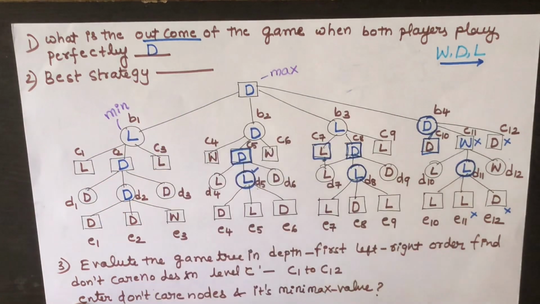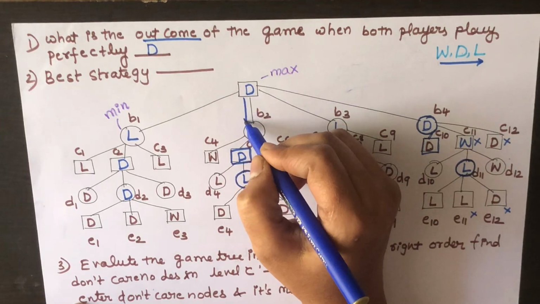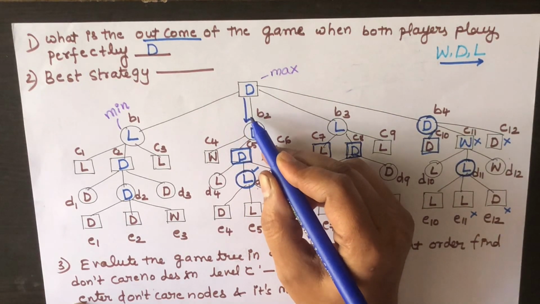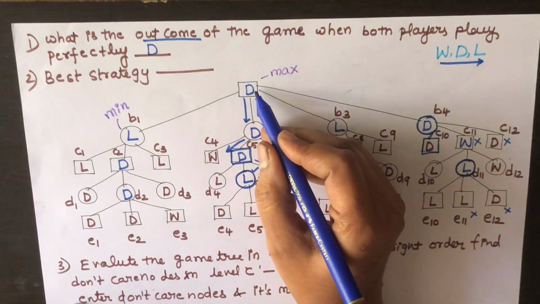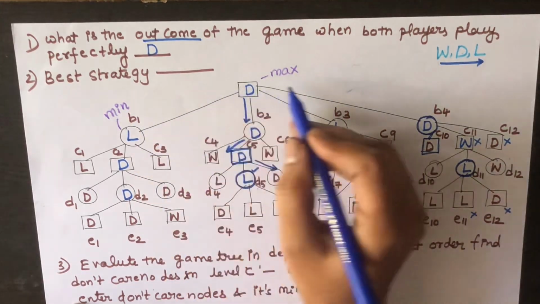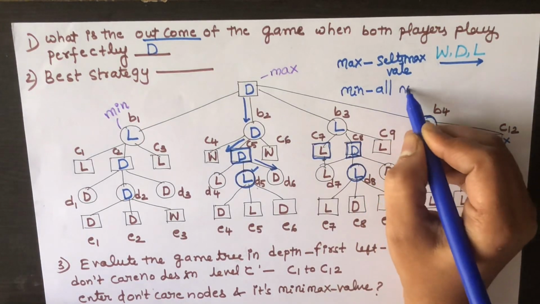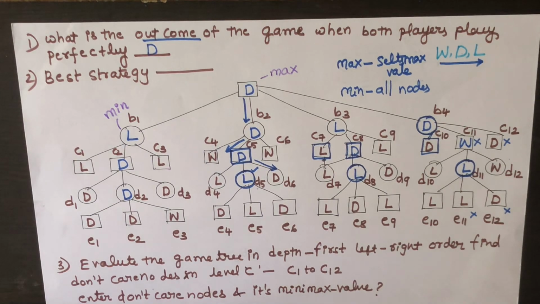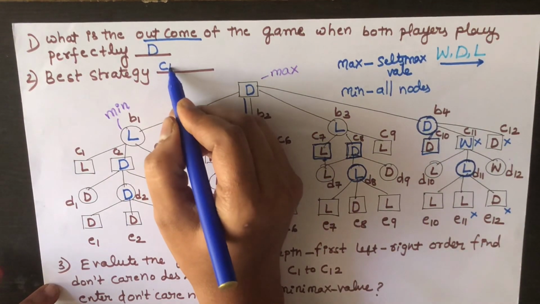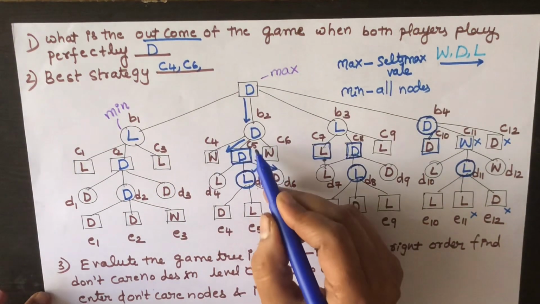And what are the best strategies? For the best strategies, draw, go in reverse direction. Draw came from this direction. This is the max node. For the best strategy, the minimum node selects all the nodes: C4, C6, and D came from C5.